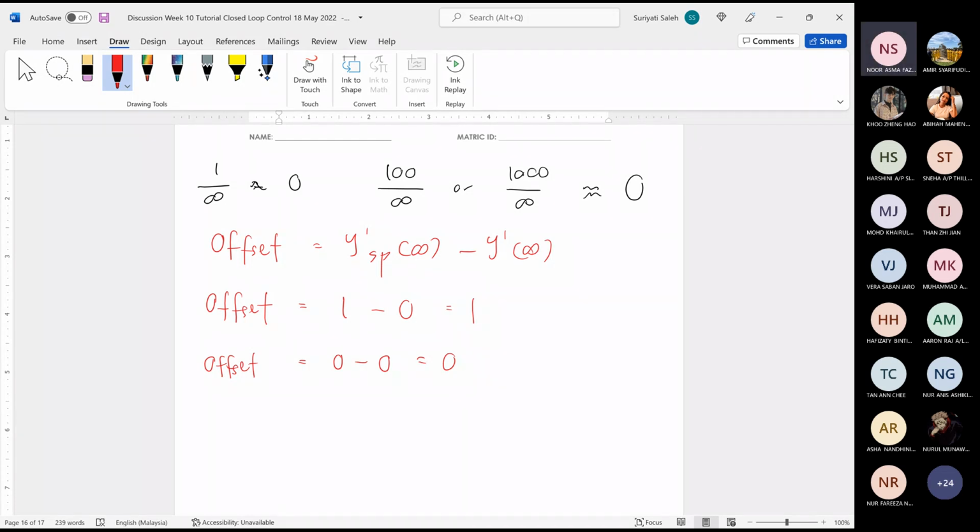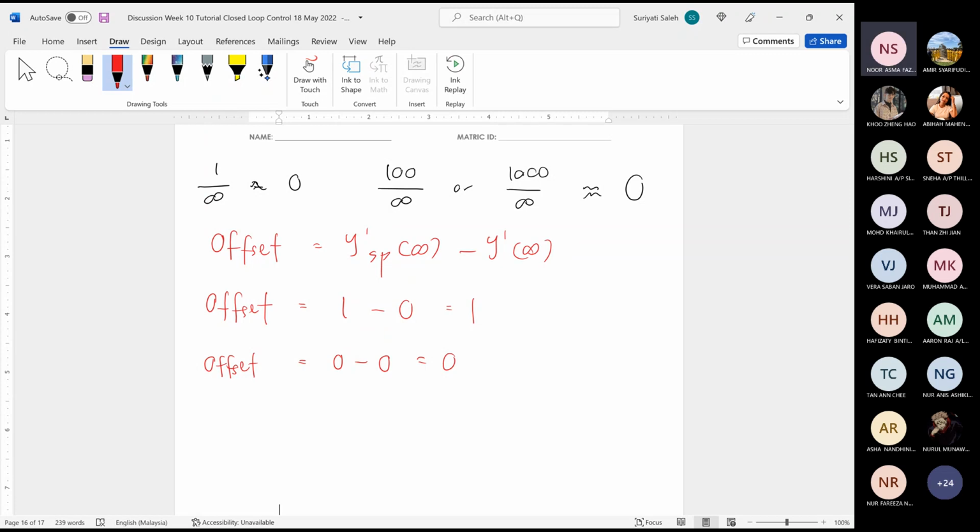All right. Thank you for your response. Based on this, we have two different answers. First one is offset equal to 1, and another, your friend's answer, offset becomes 0. So we want to observe which one is the correct answer.